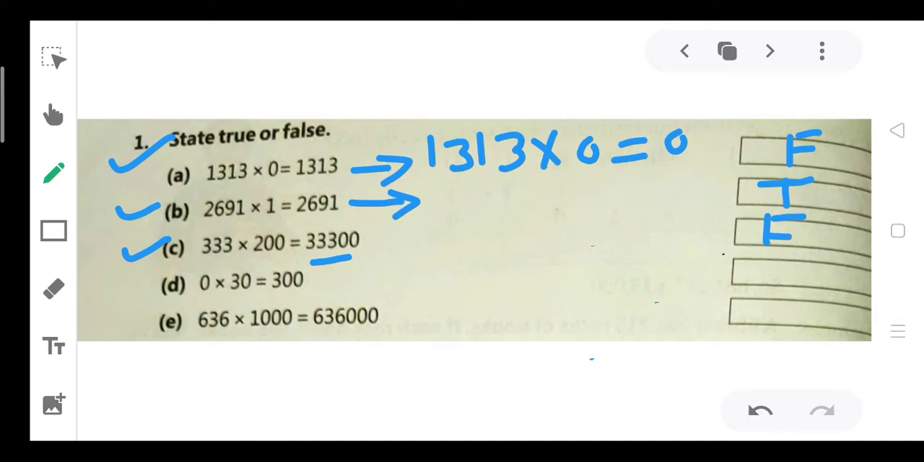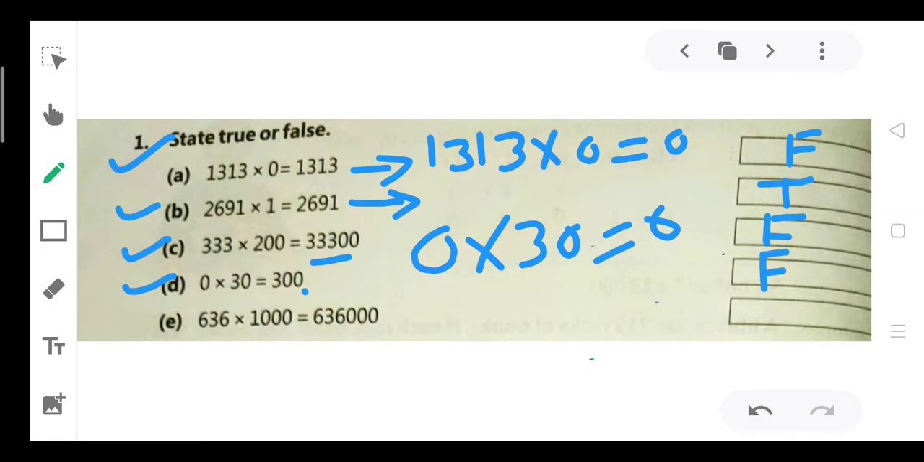C option is wrong. D part, 0 multiplied by any number, the product should be 0, but here it is 300, so it is false.